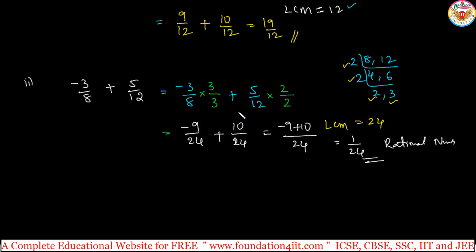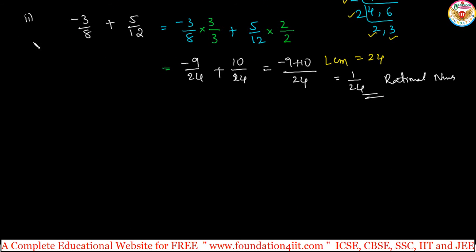Next one, commutative property. So already you know how to add rational numbers from these examples. Let's now show the property. Next is commutative, or commutativity. So this commutative property, the addition of any two rational numbers is commutative.